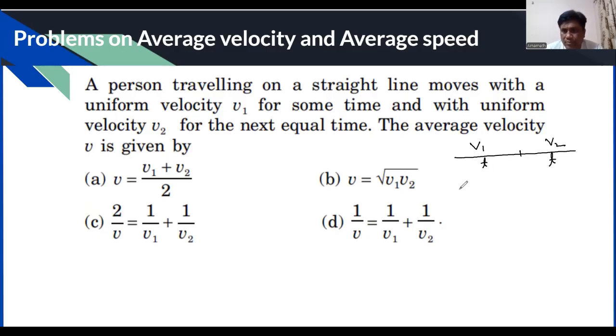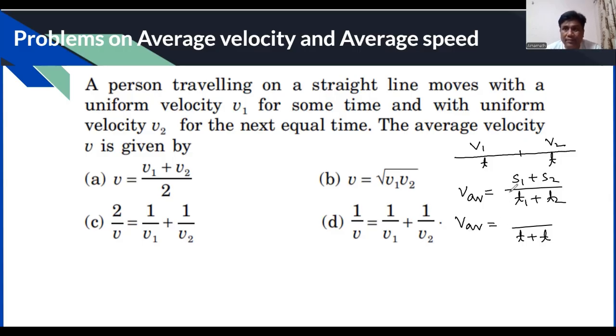So, but the definition is what? Average velocity definition is displacement 1 plus displacement 2 by time 1 plus time 2, okay? This is the definition. You have to go with the definition. So that T1 and T2, that is nothing but T and T only.